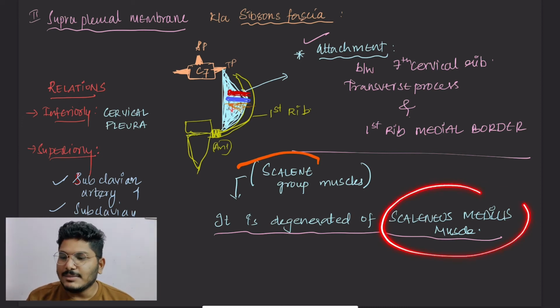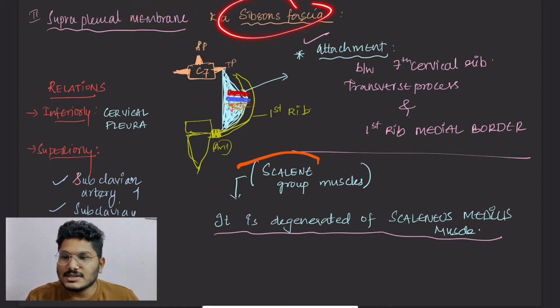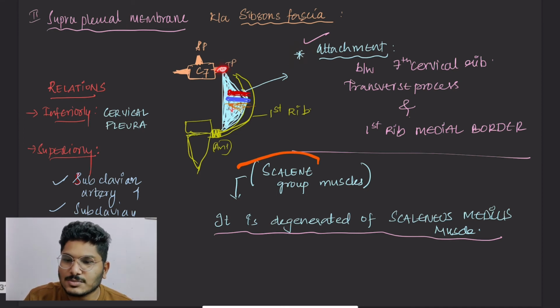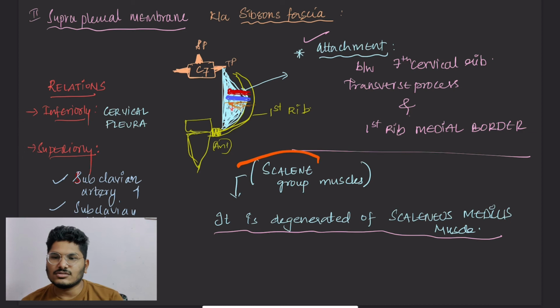Among them, the remnant part of the scalene medius muscle is modified to form a fascia or membranous structure called Sibson's fascia. What is the anatomical position of this fascia? It is attached between the transverse process of the C7 vertebra, and this is the spinous process, towards the medial border of the first rib. So this is the attachment of the fascia called Sibson's fascia or suprapleural membrane.